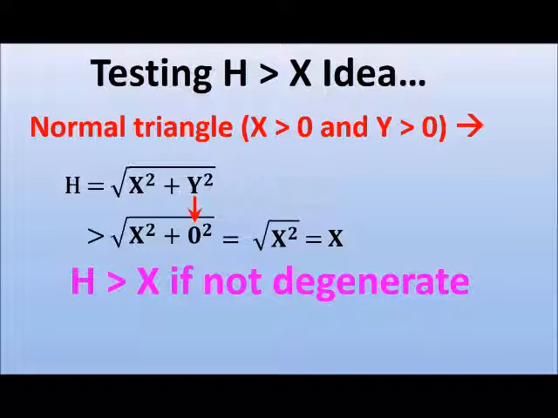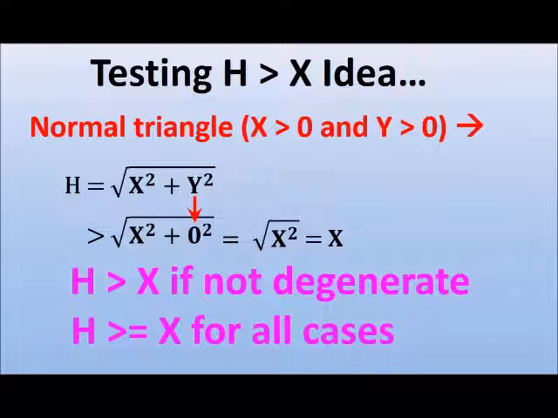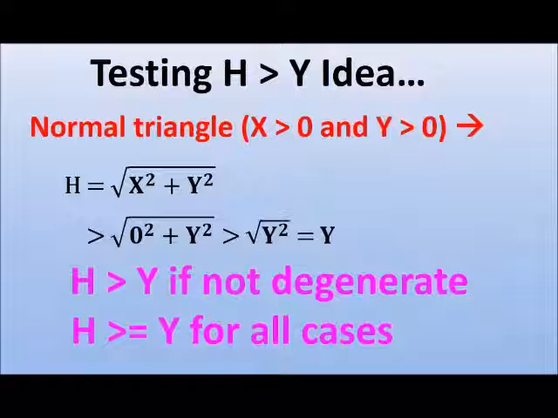Also, if we had a degenerate triangle and y actually equals 0, then h would equal x, as we saw before. Hence, we can also say more generally that h is greater than or equal to x for all cases. In a completely similar way, we also see that h is greater than y for normal, non-degenerate triangles, and that h is greater than or equal to y for all cases. We can therefore say that the Pythagorean theorem also jives with the idea that x or y is a lower limit for h.